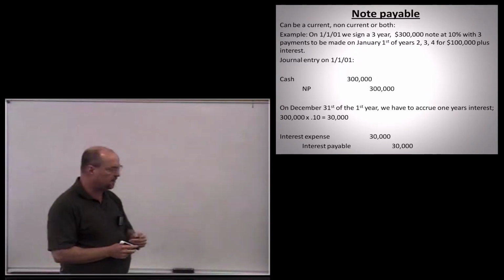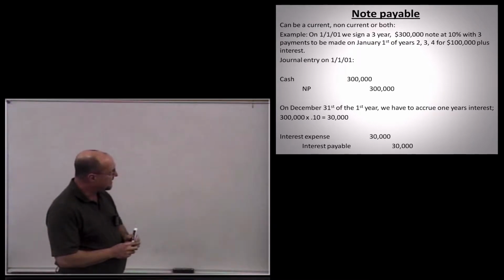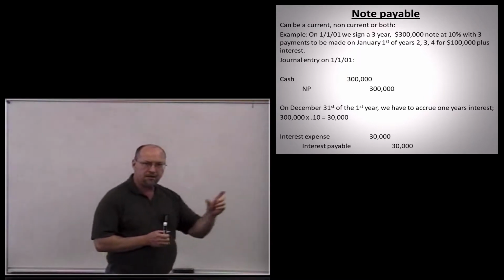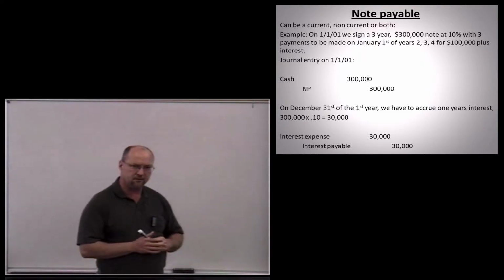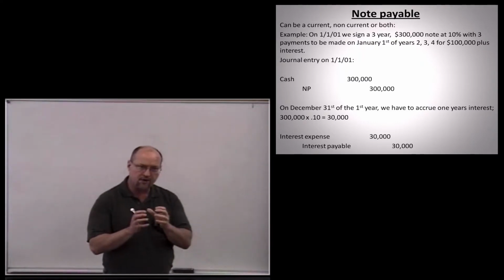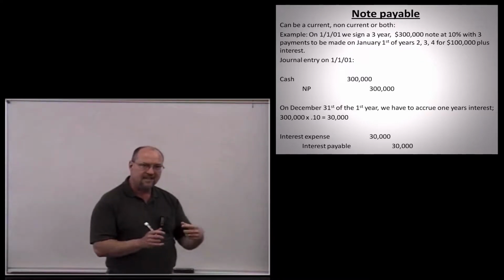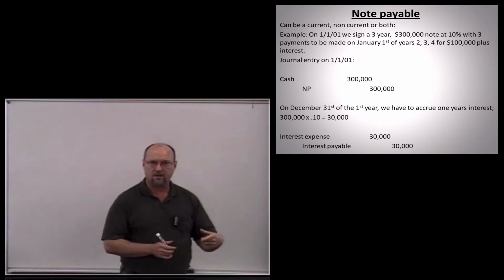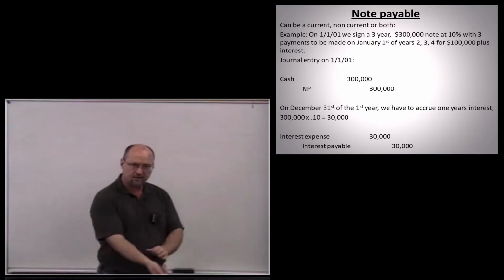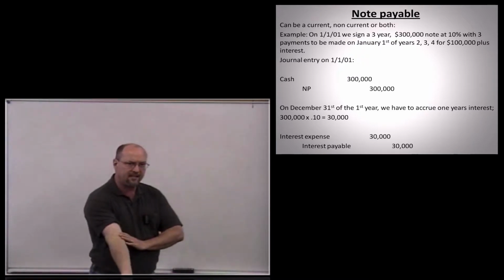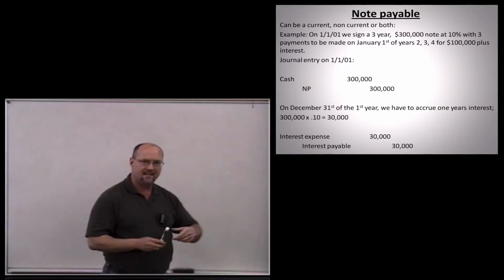Those are the 3 payments that are going to be made back, and we're going to pay back 1/3 of the loan principal. The principal of the loan is $300,000. So each year, we're going to pay back $100,000 plus interest on the portion of the loan that is outstanding. General rule with interest on any loan is that you only pay the interest on the portion that is outstanding.